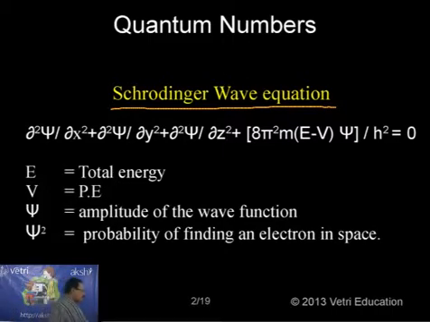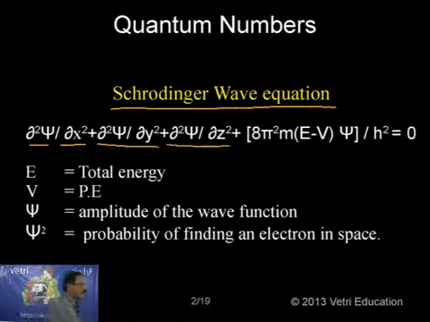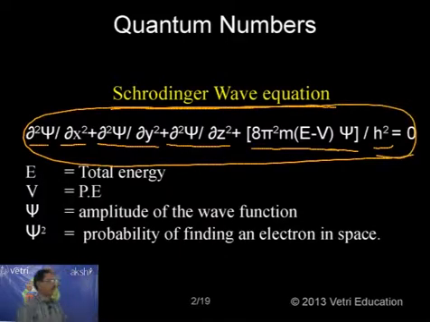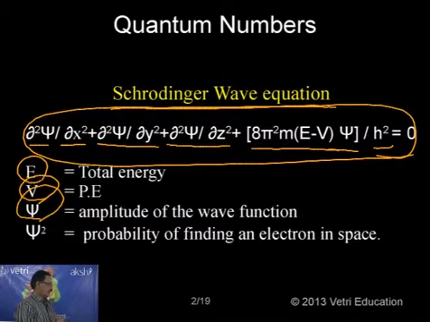What is that equation? ∂²ψ/∂x² + ∂²ψ/∂y² + ∂²ψ/∂z² + (8π²m/h²)(E − V)ψ = 0. This is the famous Schrödinger wave equation proposed by quantum theory. What are the terms involved? x, y, z are the three coordinate axes. E is total energy. V is potential energy. Psi is the amplitude of the wave function. Psi square is the probability of finding an electron in space.